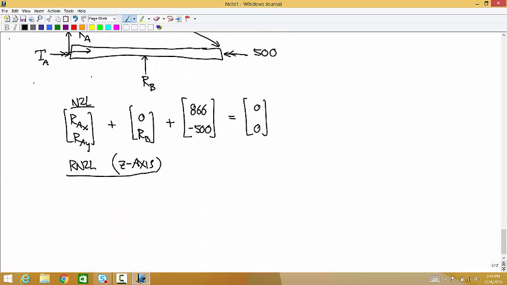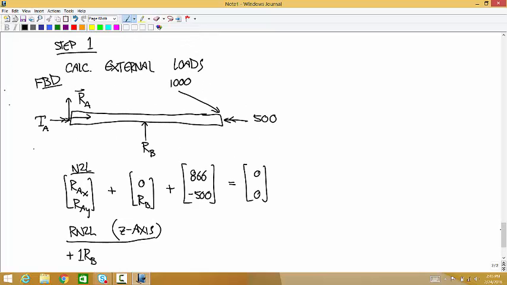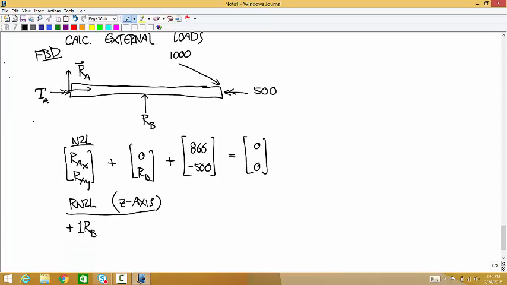Okay, so is there a moment about the z-axis produced by RB? Yeah, what's the moment arm? 1 meter. So 1 meter times RB, and now would that produce a clockwise or counterclockwise rotation about the end? Counter, so that's positive. And now the x component of this force wouldn't produce any moment. The y component would. So you have 500 acting down. What's the moment arm? 2. So you have 2 times 500.